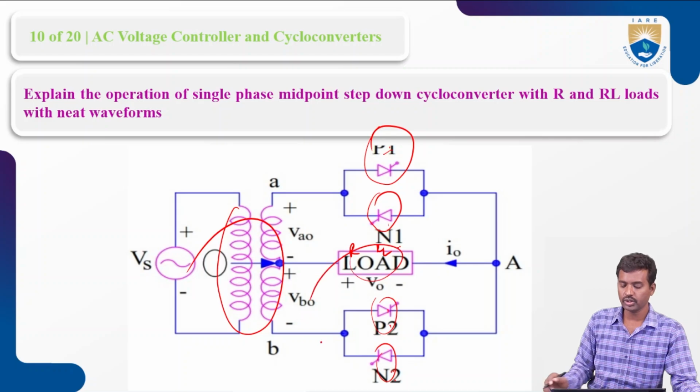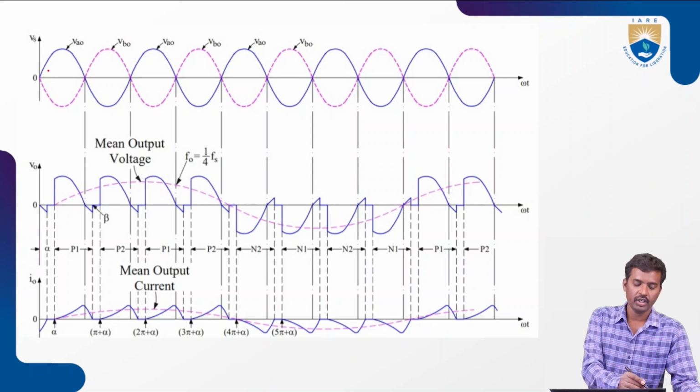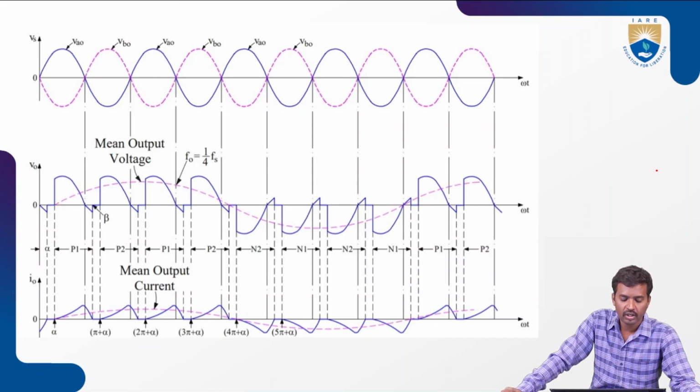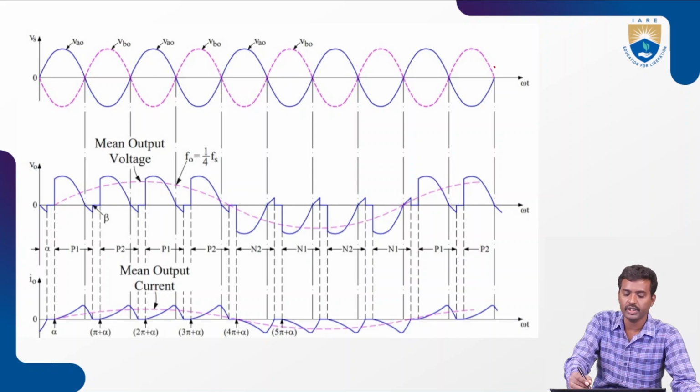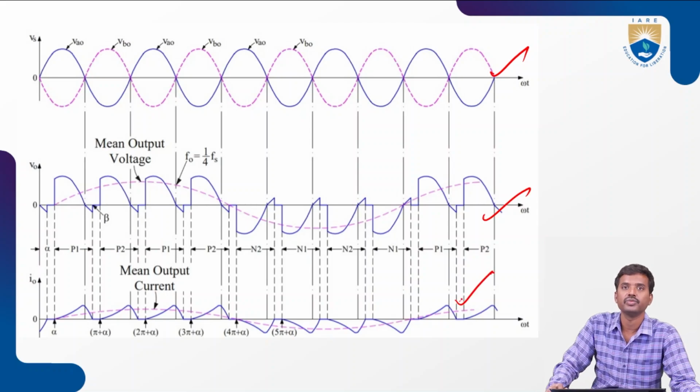Next, the supply voltage I am giving. Here you can use loads R or RL. The output voltage I am getting here. These are the output voltage waveforms. Here VA0 and VB0, two output voltages. And now the input voltage, output voltage waveform and output current waveform.